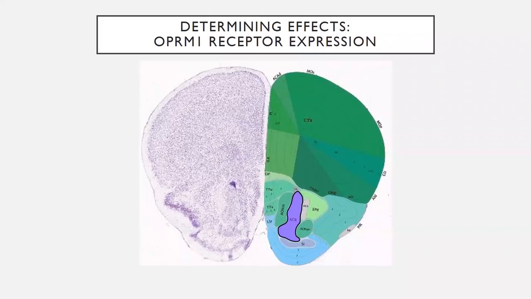And the reason we looked at it there is because the nucleus accumbens is really important in the reward pathway in the brain. The reward pathway is critical for addiction, depression, any sort of pleasure-seeking activity. So it was really relevant to what we're looking for.